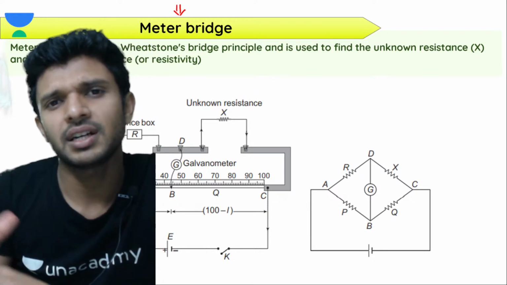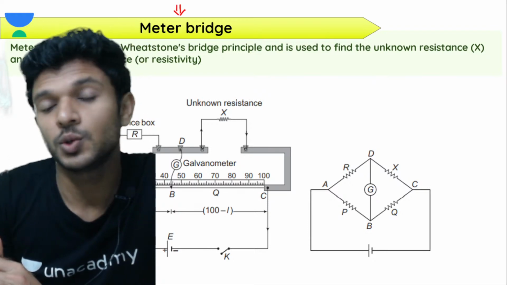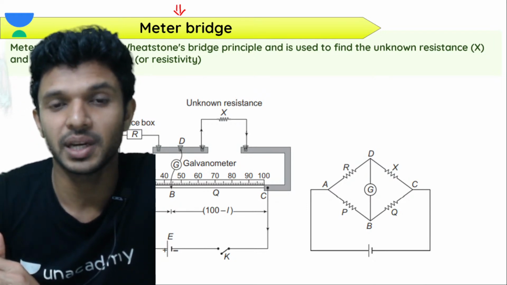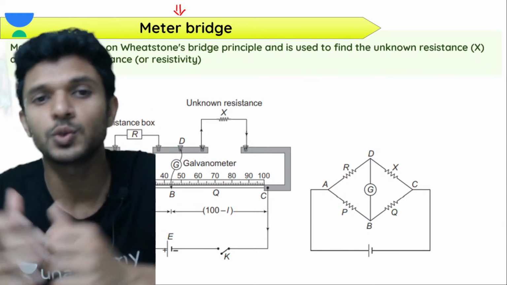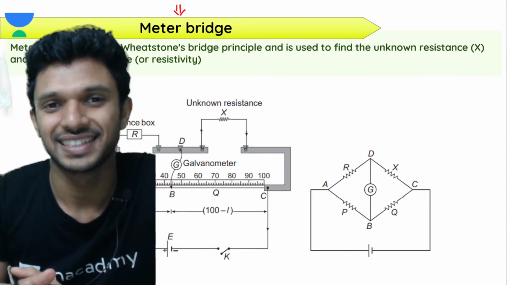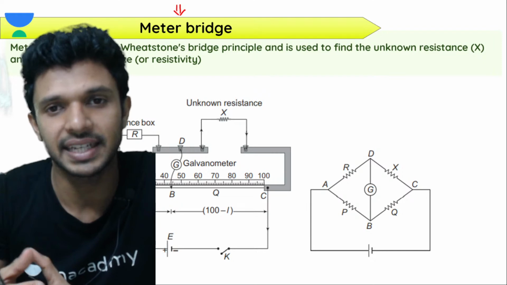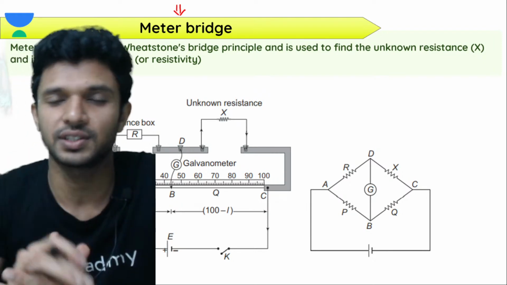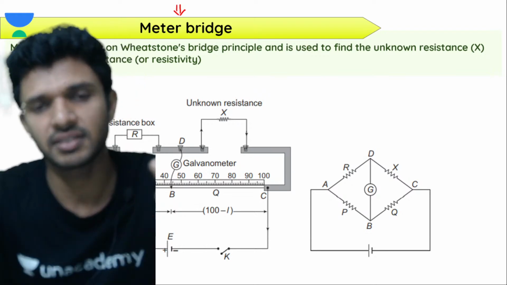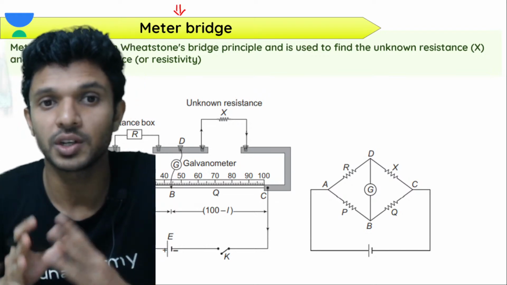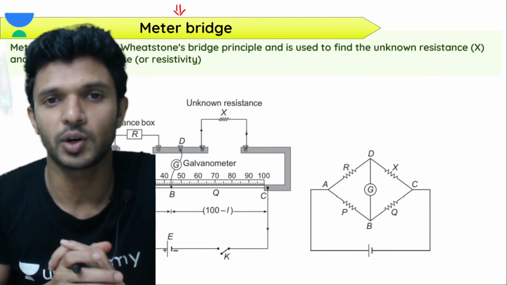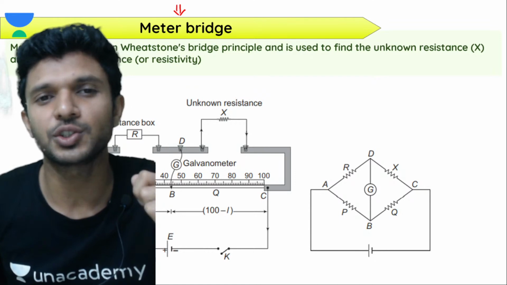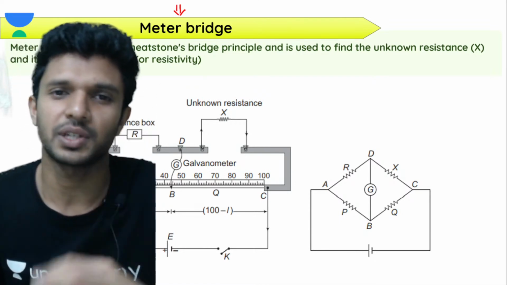Whenever you learn a new electrical instrument, or any instrument, the first question that should be in your mind is, why do we use this particular instrument? Why do we use a meter bridge? I'll tell you. A meter bridge is used to find the unknown resistance. If you have a resistor whose resistance is not known, we can make use of a meter bridge to find it. The next question should be, what is the working of this meter bridge?